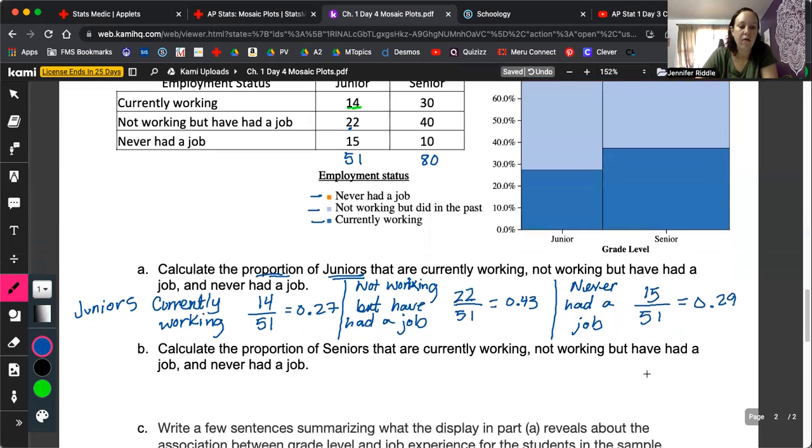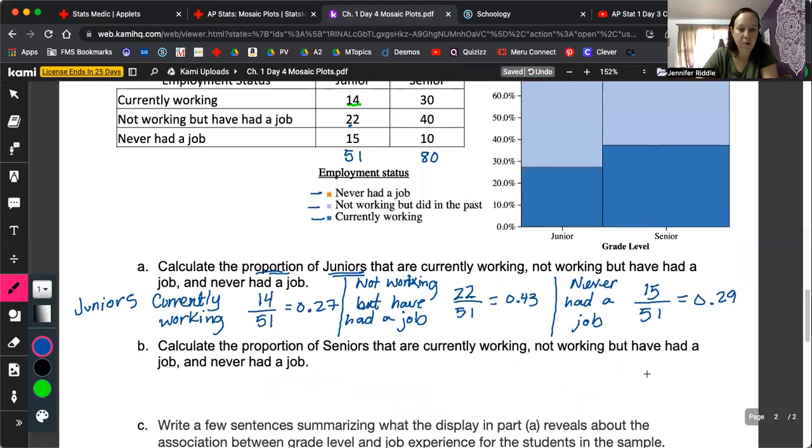Okay. Now for our part B, it says calculate the proportion of seniors that are currently working, not working, but have had a job and never had a job. So for our seniors, now we're looking in our senior column for these numbers. So my currently working seniors, I've got 30 out of a total of 80 seniors who are currently working, which is a proportion of 0.38.